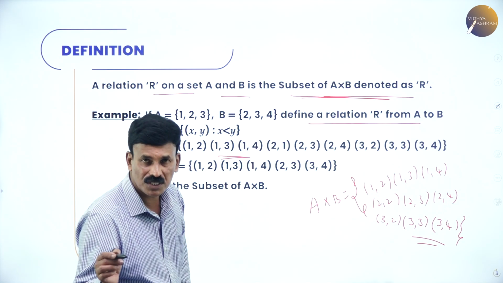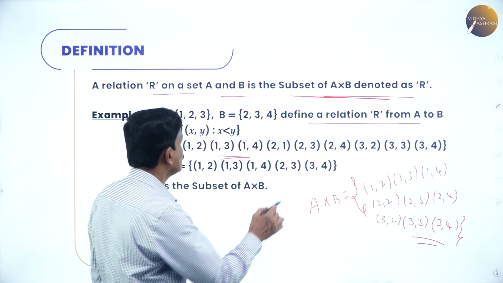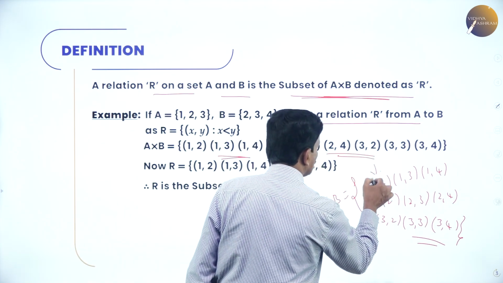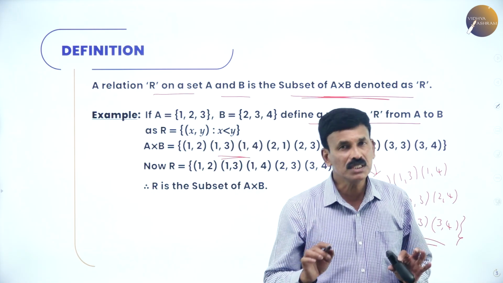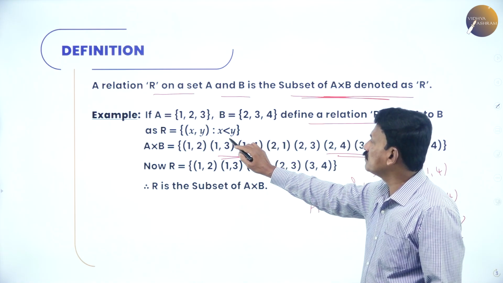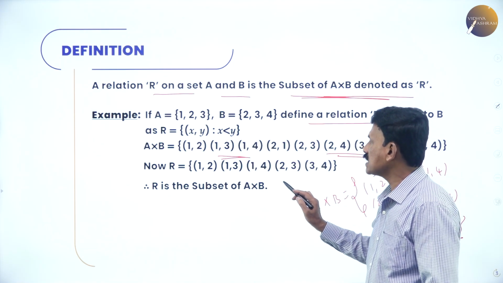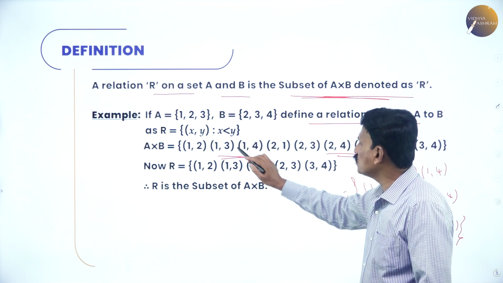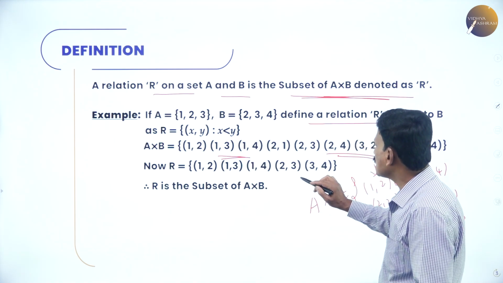So what is the relation? Let me explain. Here this is A cross B. Now from this A cross B, find out the relation R which satisfies the given condition X is less than Y. So 1 is less than 2, 1 is less than 3, 1 is less than 4.